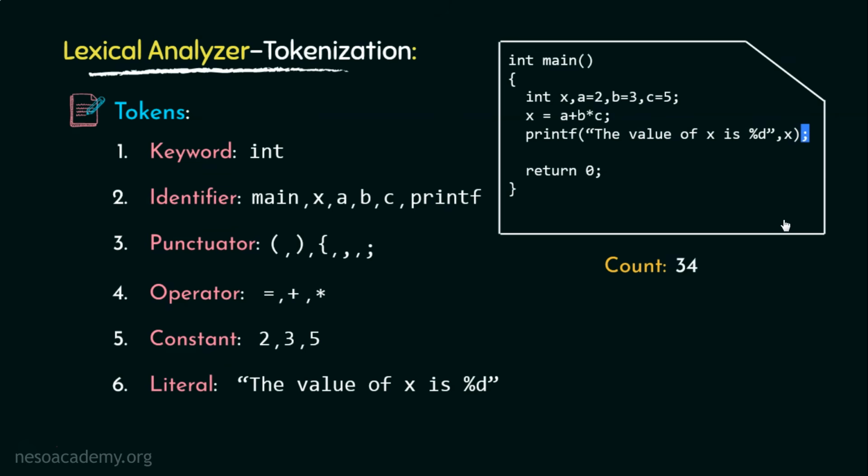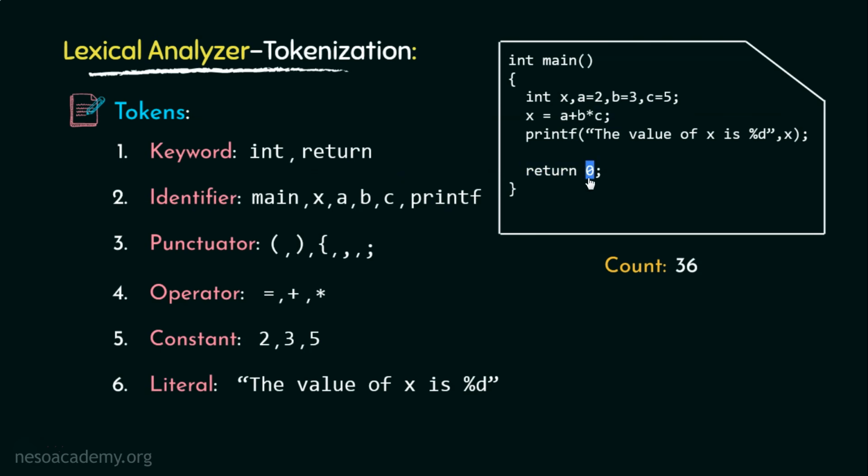Now once again we have come across the punctuator semicolon. So let's increment the token count. Now the token count is 35. In the next statement, we encountered the keyword return. Let's enlist it. With this, the count becomes 36.